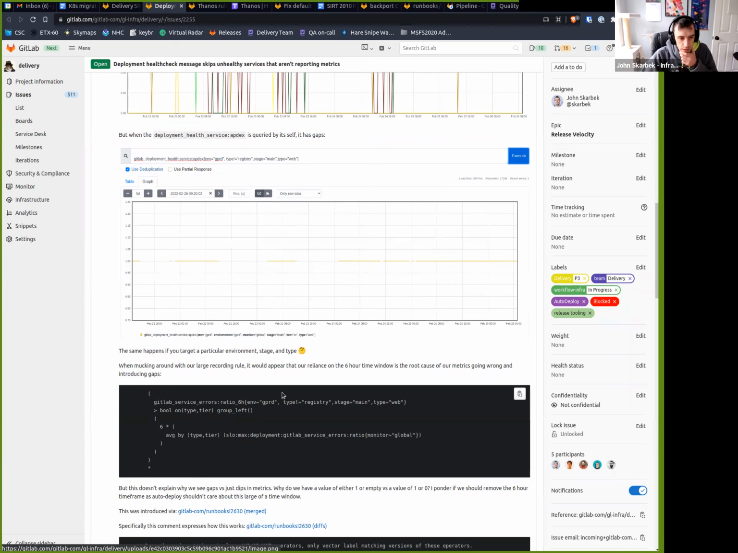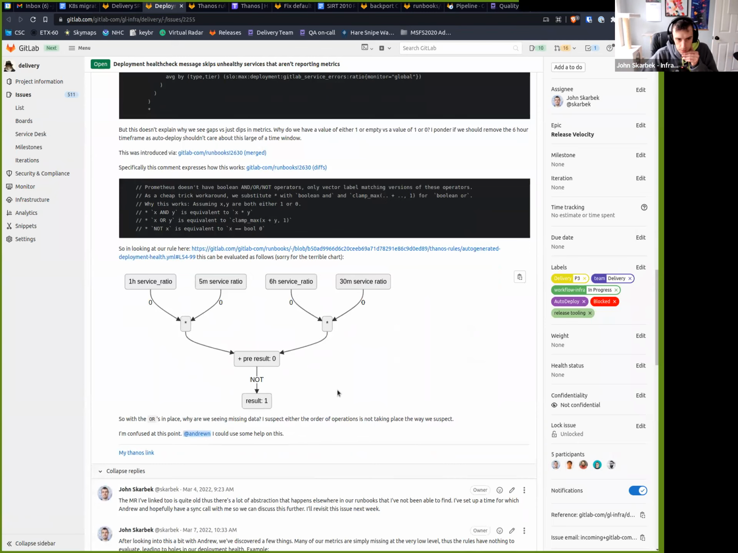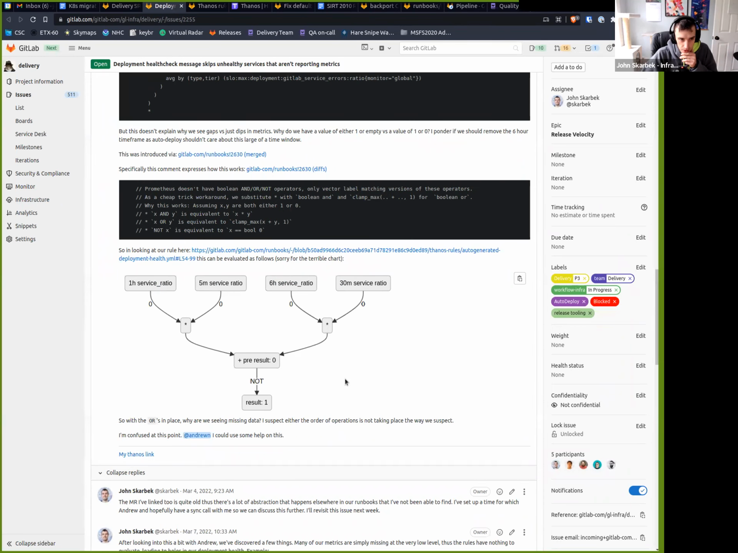I drew up a chart that does this. Prometheus doesn't provide an easy mechanism to do this, so there's actually some complicated logic, which I'm going to save for outside of this conversation. But effectively, we're looking at the service ratio for 1 hour, 5 minutes, 6 hours and 30 minutes, and we combine them. If we're good, we actually have a value of 0 and we flip it to 1. If we have a value of 1, we flip it to 0, and vice versa, to determine if a given service is healthy or not.